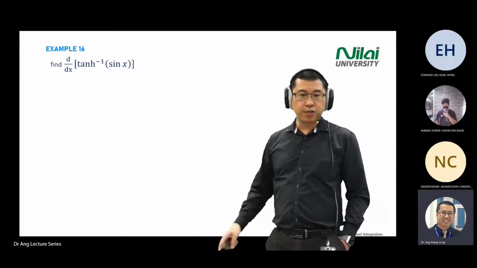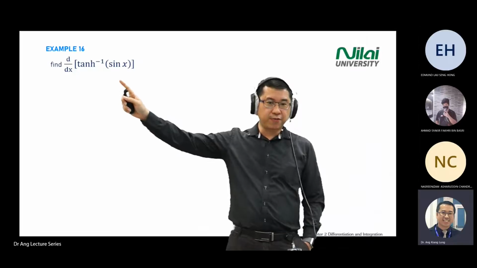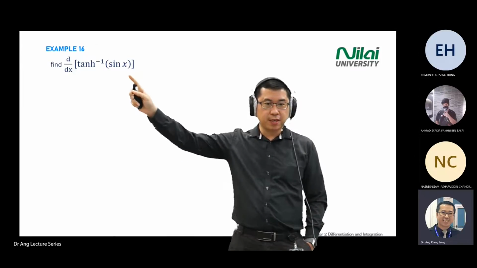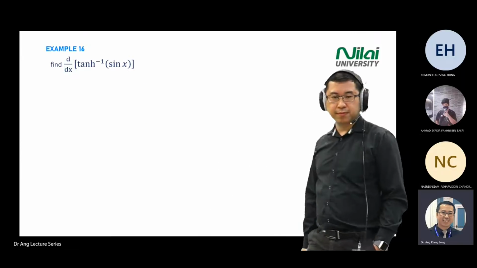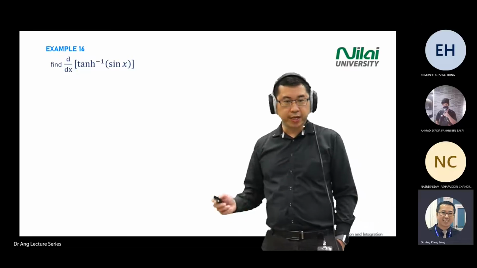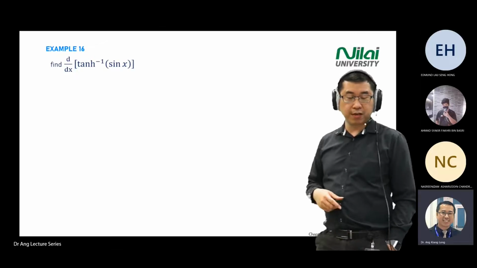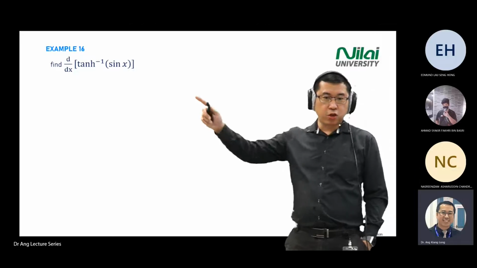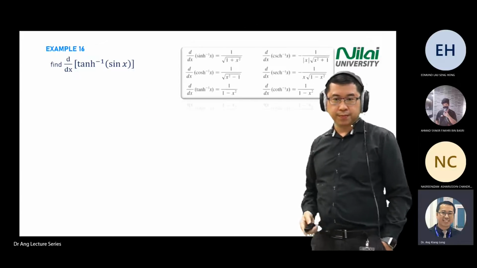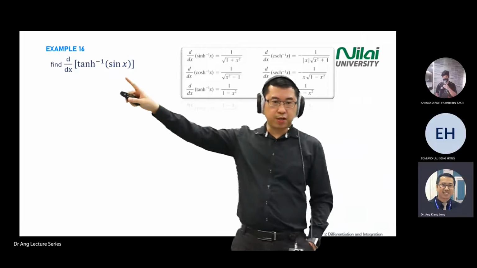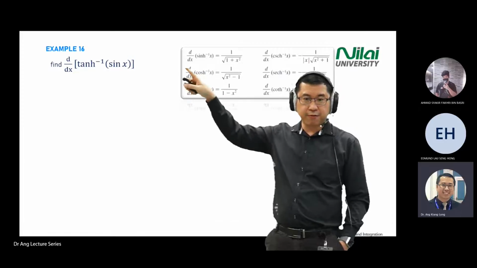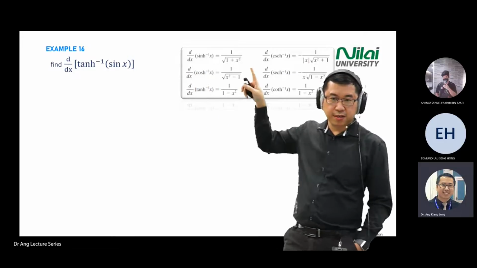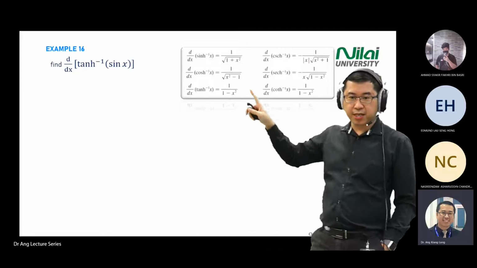Example 16. It asks you to find the differentiation of tanh^-1 with one more bracket inside, sin x. So how do you start? You look at the table. There are 3 to 4 tables that you need to refer to. Pick the one that is closest to this question. The closest one is this one, because you see d over dx. So you refer to the table that gives you d over dx. Then you do shopping inside the table.